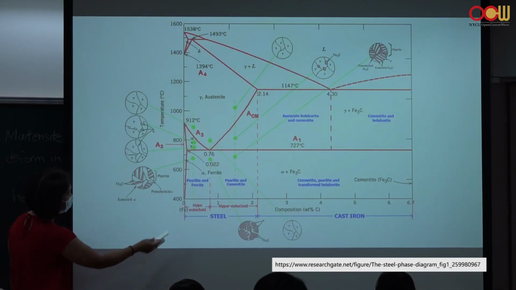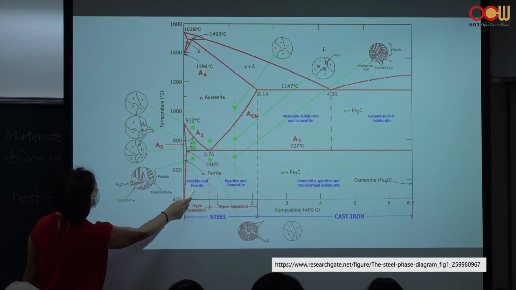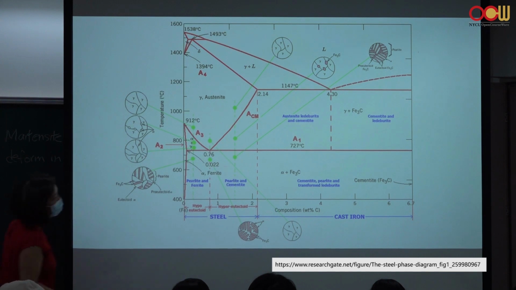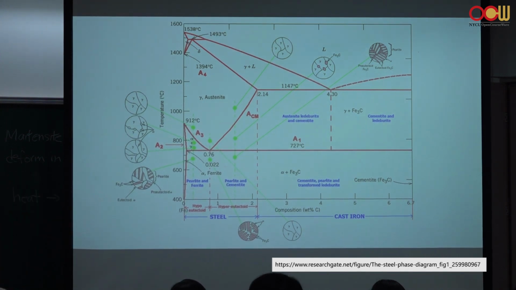Okay, so around here, right? If we look at the phase diagram, this is about 0.25 weight percent carbon. That is a low carbon. That's considered low carbon steel.